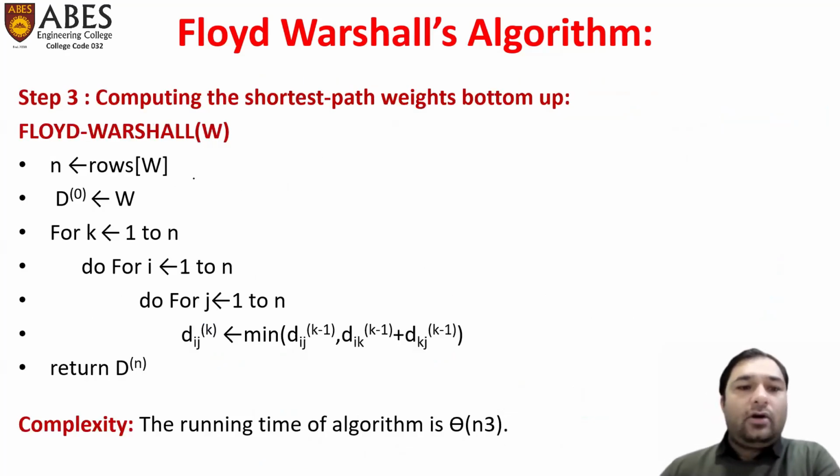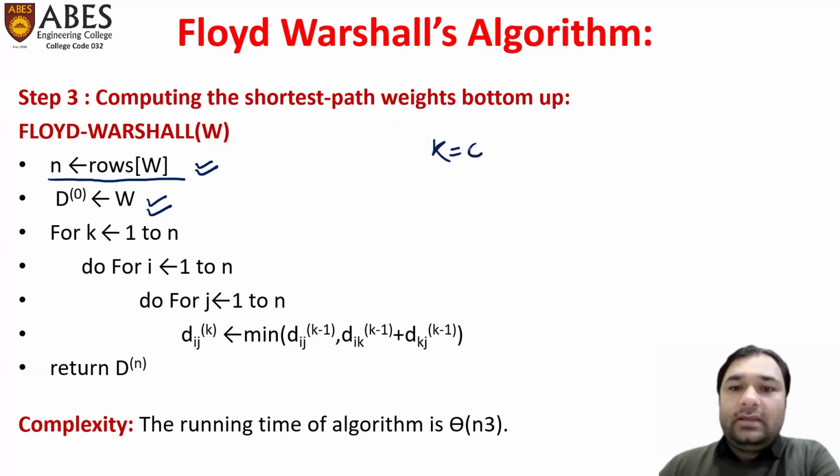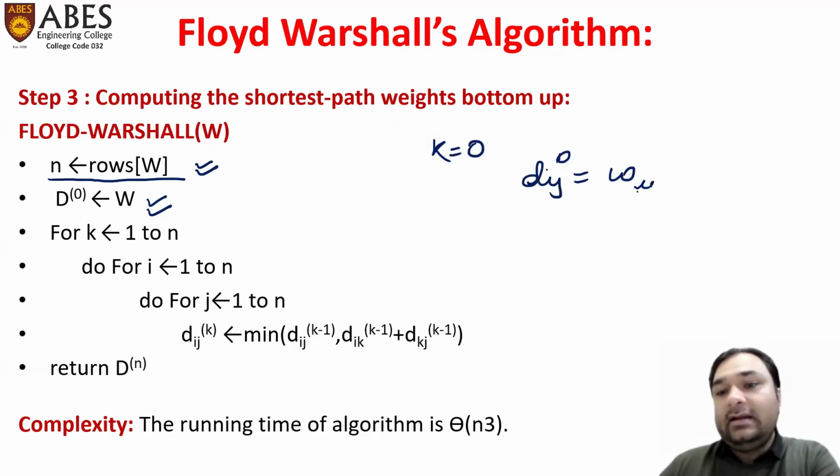Now this is the algorithm. If we see this algorithm, n represents the number of rows of W, or we simply say the number of vertices. D0 is representing W. What we have said is, if k equals 0, then d_ij^0 will be representing w_ij, and this D0 is representing W.